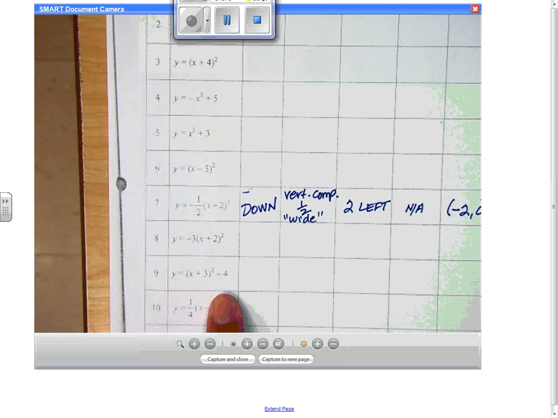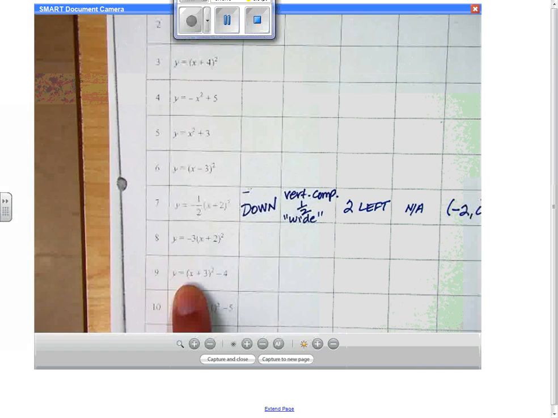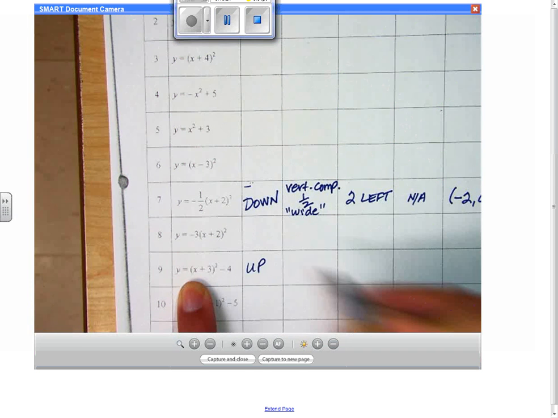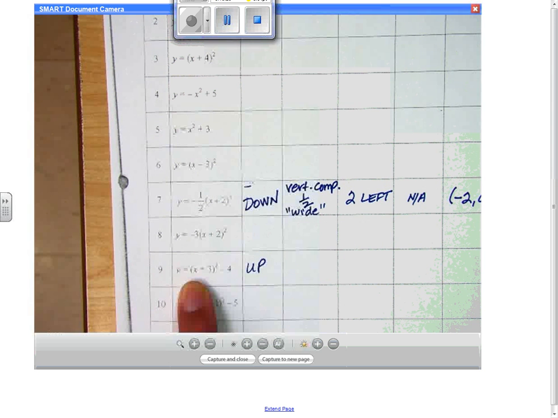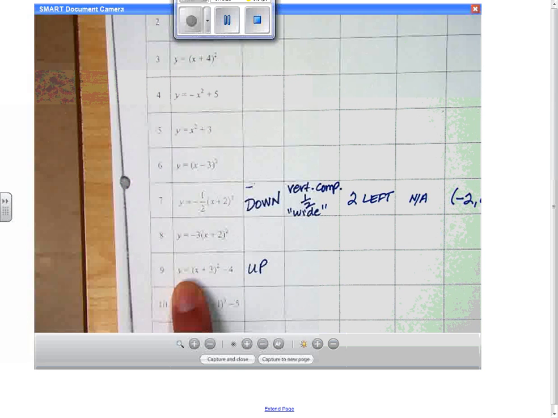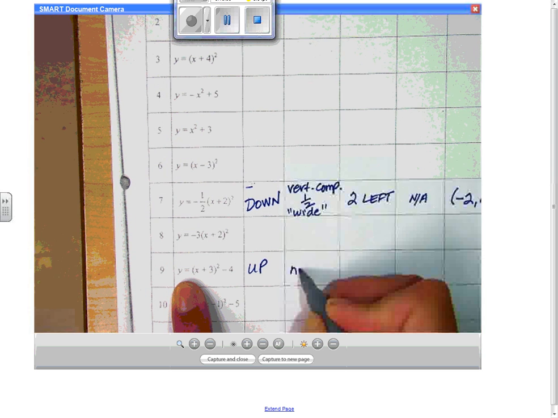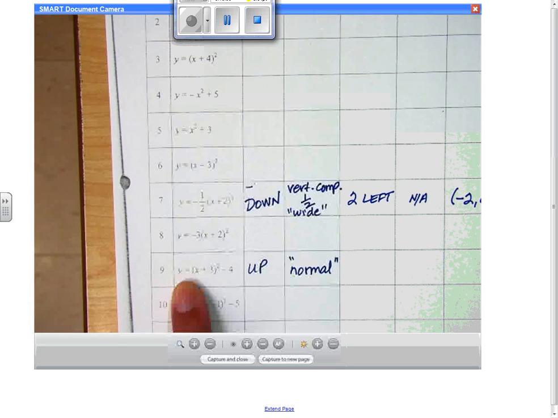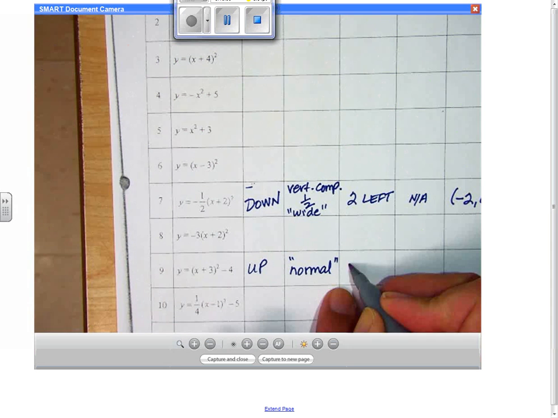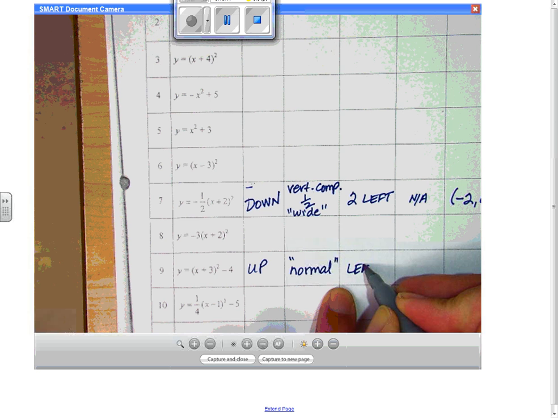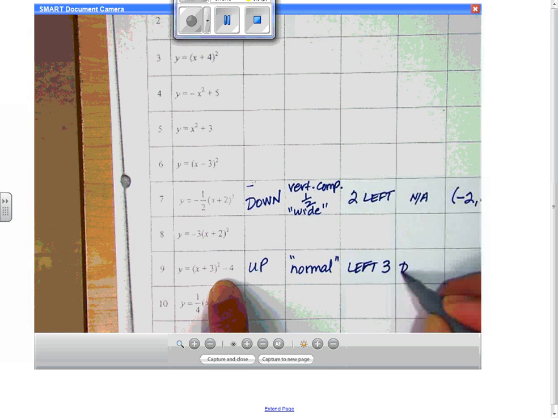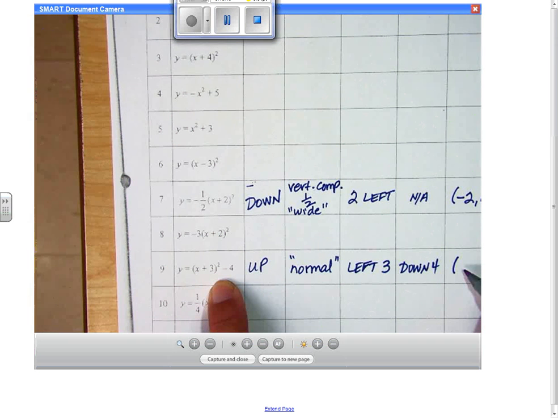Number 9. There is no factor a at the beginning, so there's no negative to open it downwards, so it is an up. There is no vertical compression or expansion in front of that function, so there is no expansion or compression. We would say that's normal compared to the parent function, y equals x squared. There has been a left 3 in the brackets, is my horizontal translation. And at the very end, there is a negative 4, that is a down 4. My vertex would be 3 to the left, down 4.